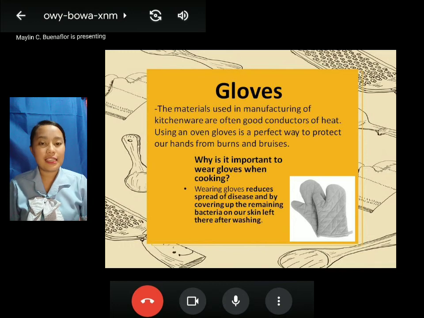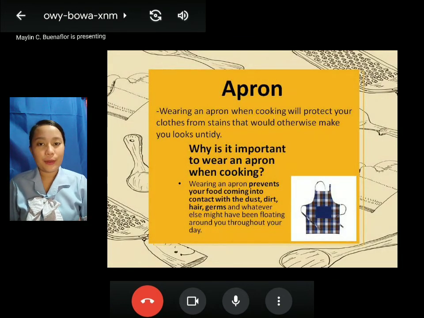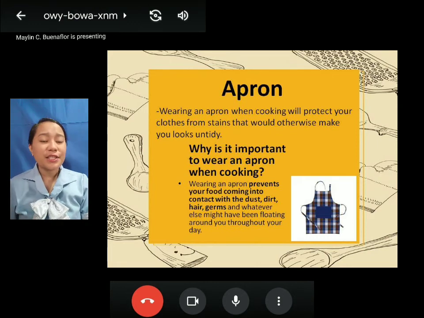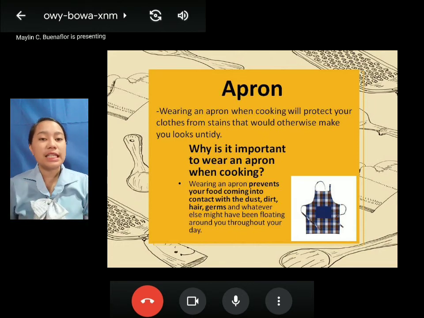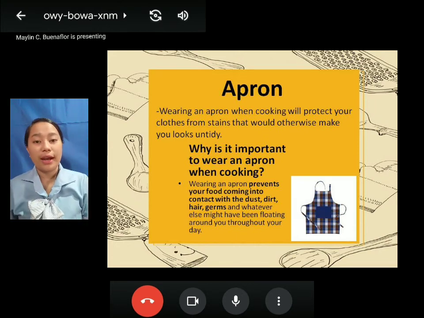So, the fourth is apron. The purpose of this one is to protect us from stains that would otherwise make us untidy. So why is it important to wear an apron while cooking? Let me hear from Eliza. Okay, very good. So it is very important to wear an apron, most especially if we are in the kitchen or cooking, because before we proceed to the kitchen, we are already exposed anywhere, and thus there is a high chance that our clothes carry germs, dust, and dirt from the outside.